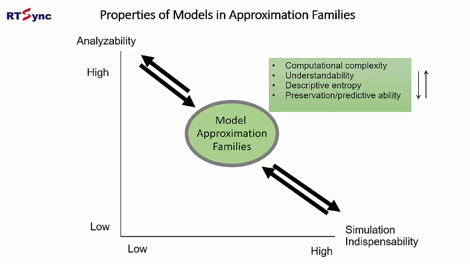Recall this diagram from the introductory talk. And one of the issues we mentioned is how the behaviors and properties of interest of models depend on the location of the model within the chain of abstraction and aggregation, disaggregation. And we said that computational complexity, understandability, descriptive entropy, preservation, predictability, these kind of properties and qualities could go up or down depending on the type, particular nature of the metric or the property involved.